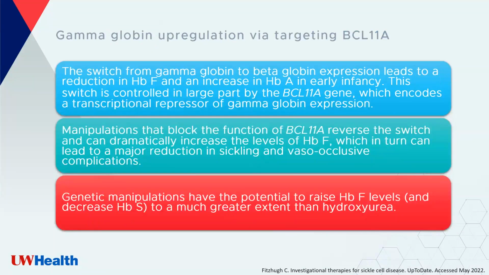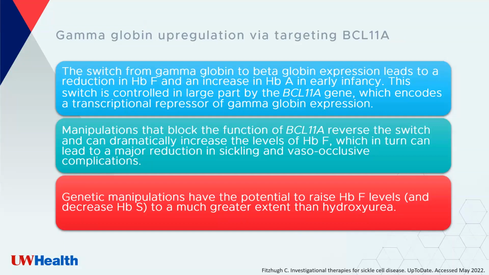And then thirdly, we have the gamma globin upregulation via the targeted BCL11A gene. This BCL11A gene helps to facilitate the switch from gamma globin to beta globin. And when you have that switch from gamma globin to beta globin, you are reducing your production of hemoglobin F. And hemoglobin F in this patient population, once again, is associated with positive clinical outcomes. So we want to be able to increase hemoglobin F production if possible.